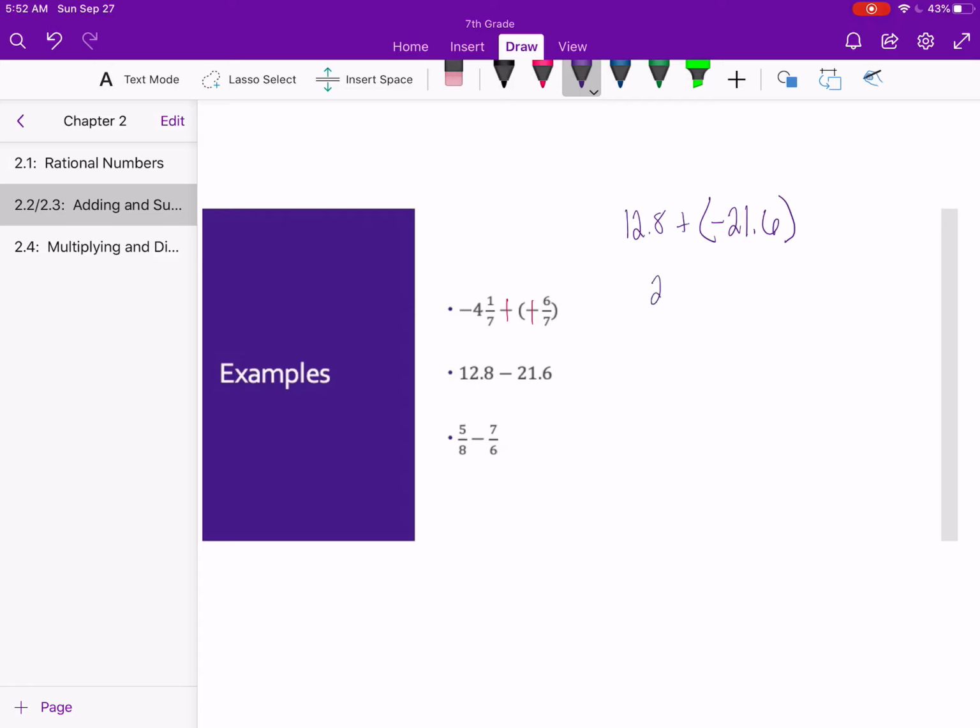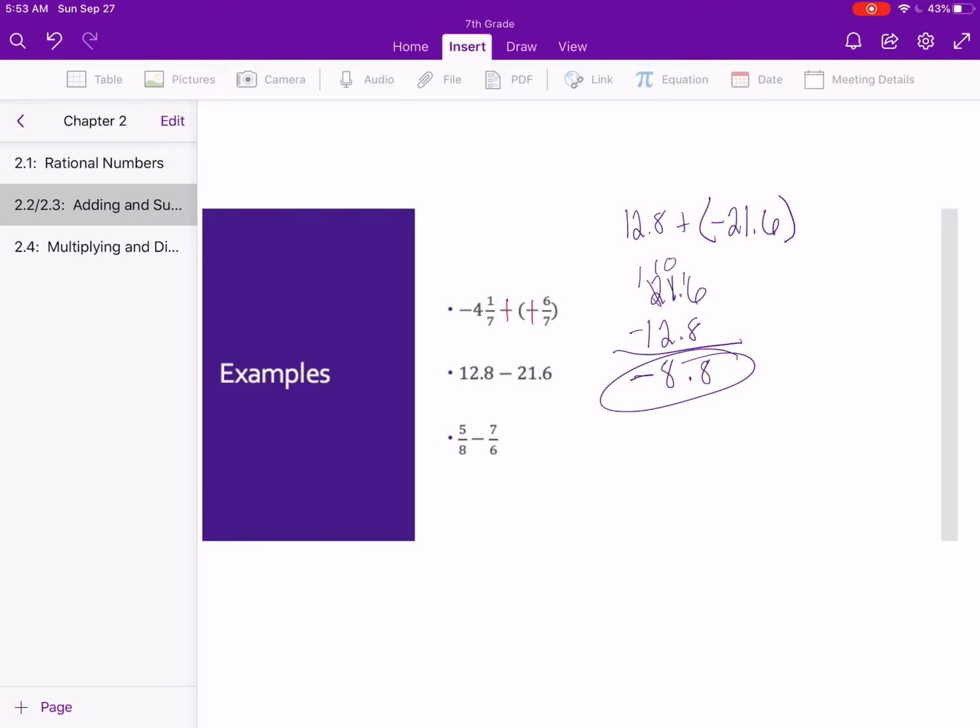So we're going to take 21.6 minus 12.8. Do your subtraction to get 8.8, and we said our answer should be negative, so -8.8.